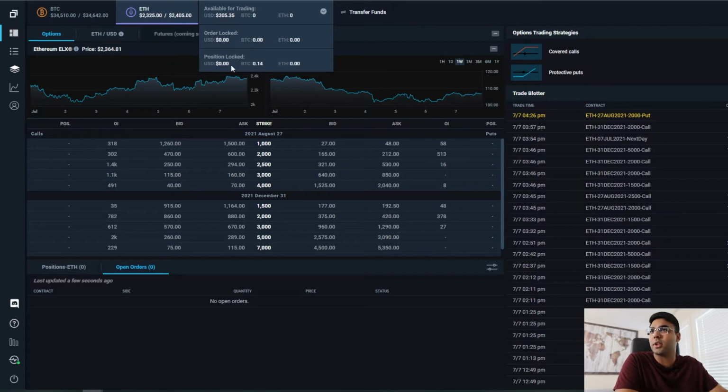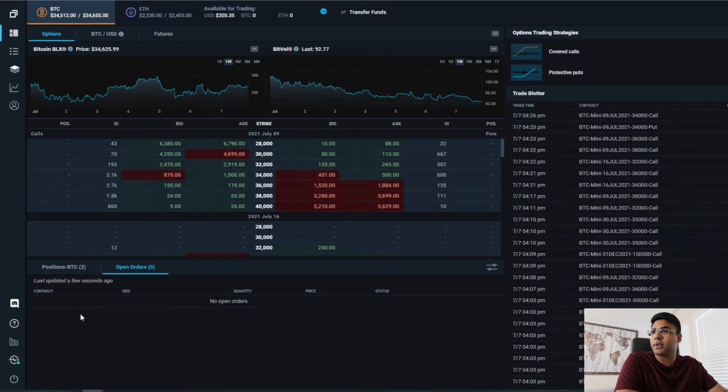So if you look at the position locked, there's $0 in terms of USD, because that cash is not basically a cash secured put. The cash is not put aside such that it would execute to buy that Ethereum on the expiry date at that strike price. So for context, 0.1 ETH at $2,000, basically $200 is 10% of 2,000, and so that's how we got that number of 200. So 205.35 basically is going to allow me, now we go on to the Bitcoin option side.